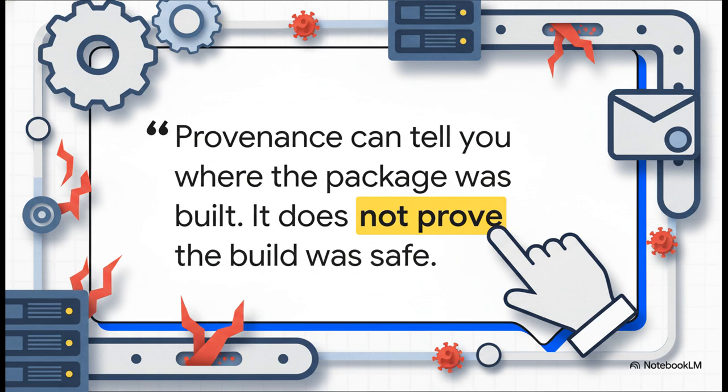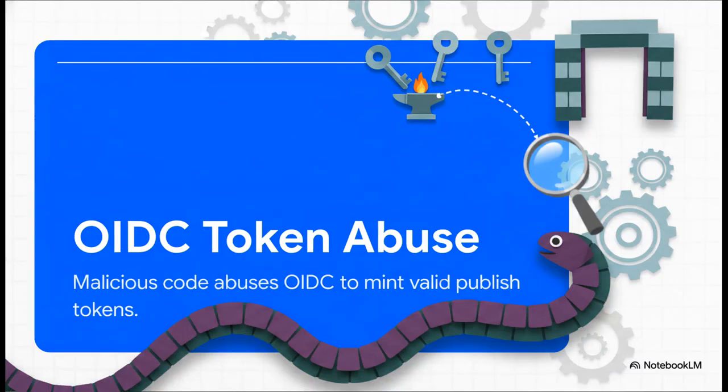But if that very workflow is compromised and executing attacker-controlled code during the build process, well, the provenance record will be perfectly valid, effectively rubber-stamping malware. Which leads us right into OIDC token abuse.